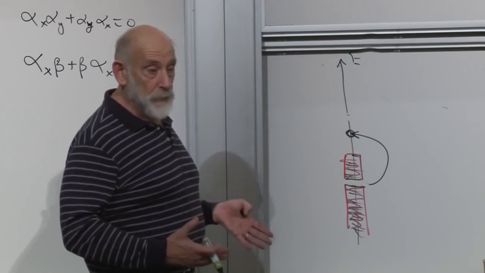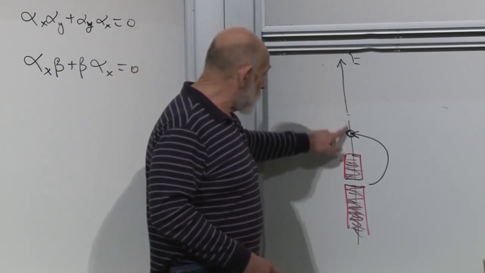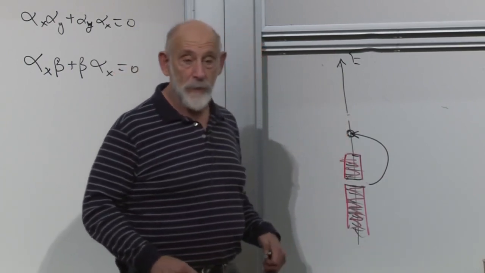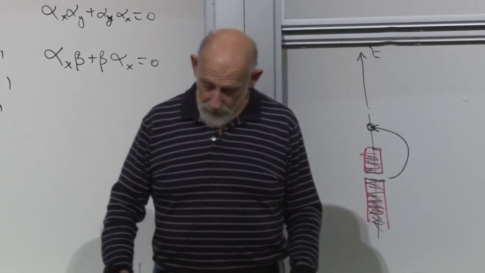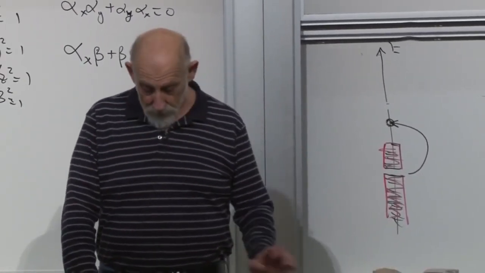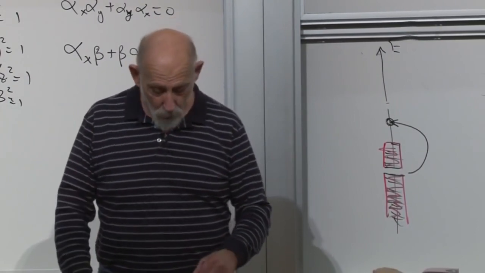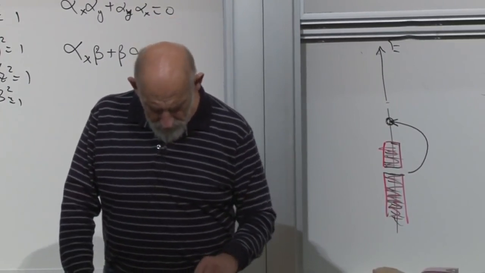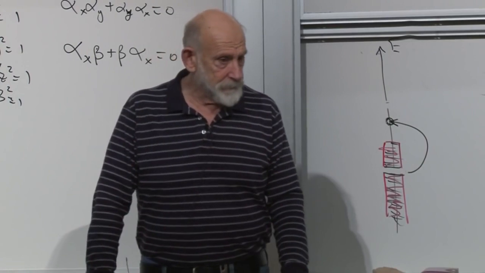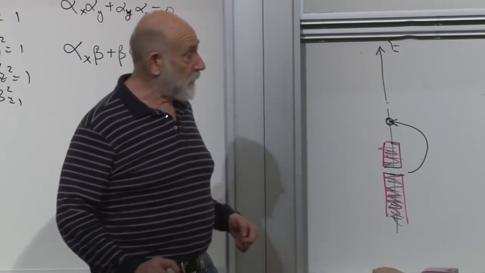There are no negative energy particles. There are only positive energy electrons and positive energy positrons, or positive energy holes. And this then solves the problem. And it does. It does solve the problem.